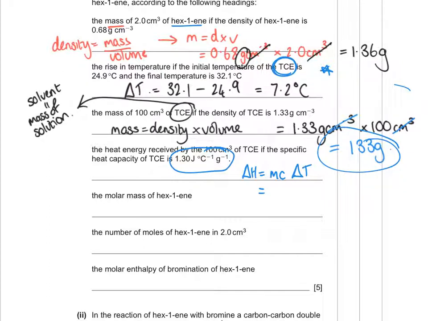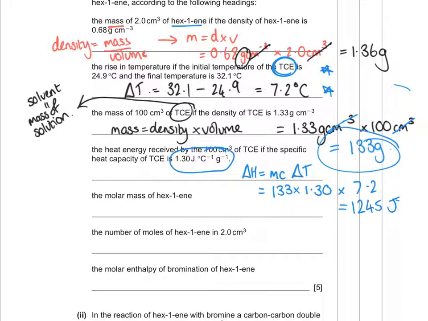which wouldn't make sense. So it's the mass of TCE, which is 133, times the specific heat capacity of TCE, which is 1.30 joules per degree Celsius per gram, and times by the temperature change, which we worked out in the second part, which was 7.2. That works out as 1,245 joules. That's what I would write as your answer, but you could keep your number as more accurate than that for the rest of your working out.